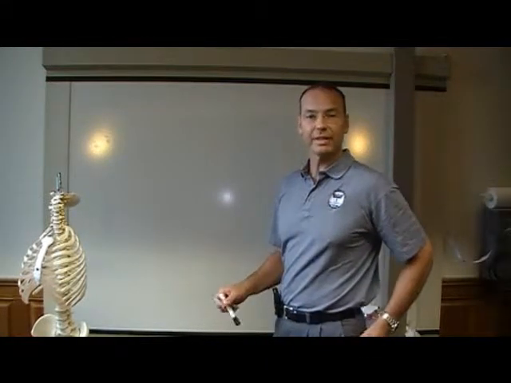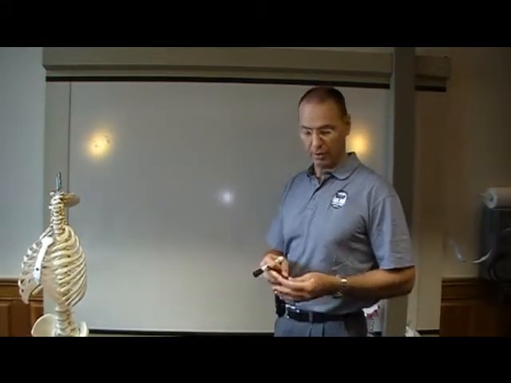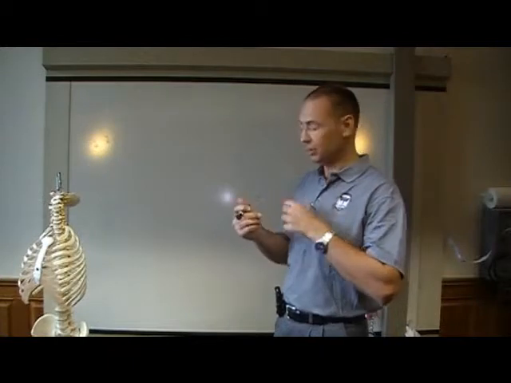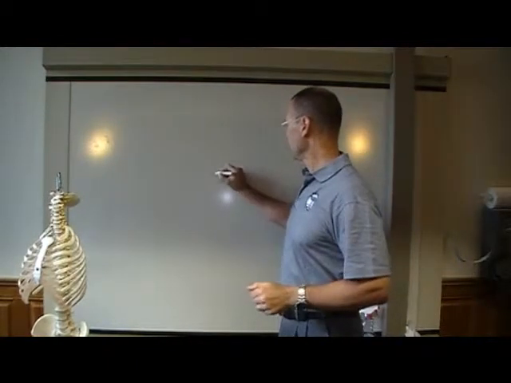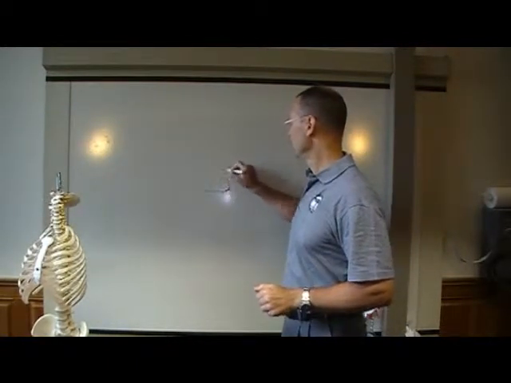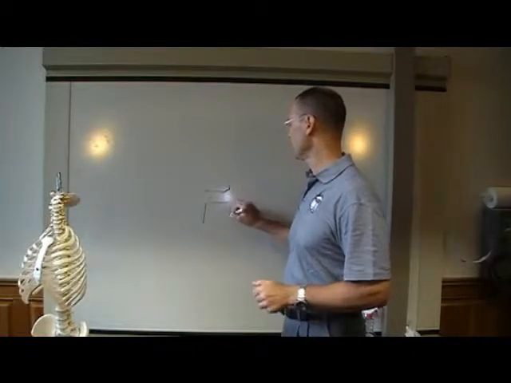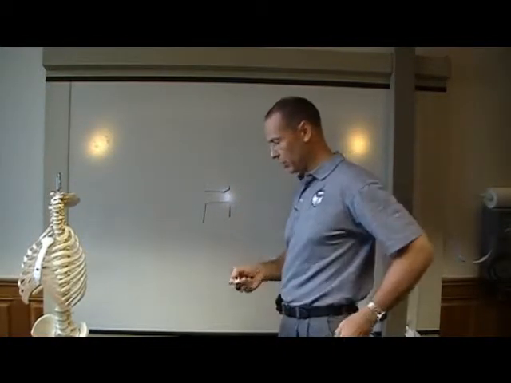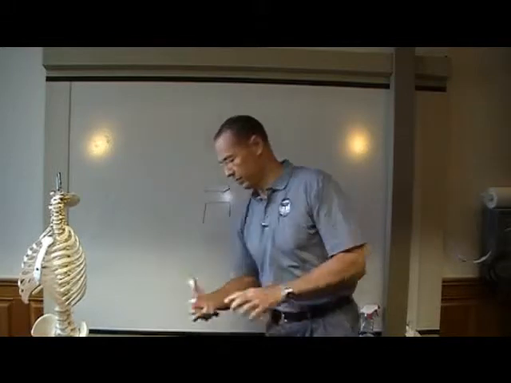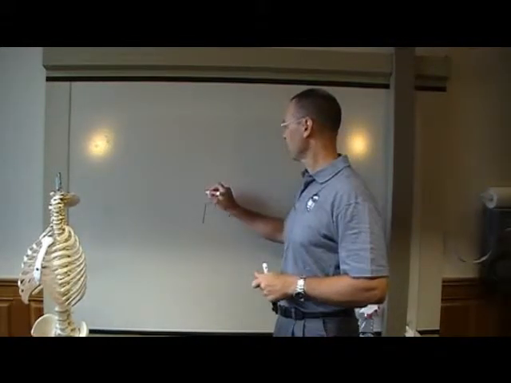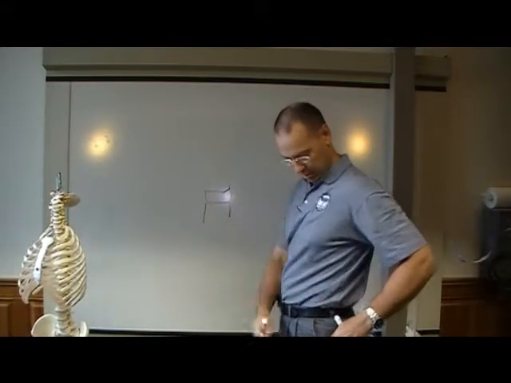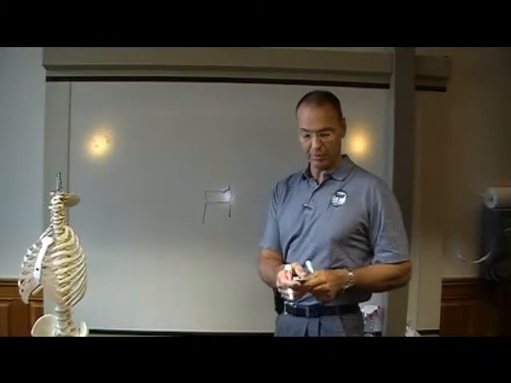Alright, so let's draw the disc and see if we can help you understand what happens when it becomes injured. We want to show two bones. So here's two vertebrae that sit next to one another, and in between those vertebrae, we have the disc. And maybe you want me to zoom in a little bit on that.